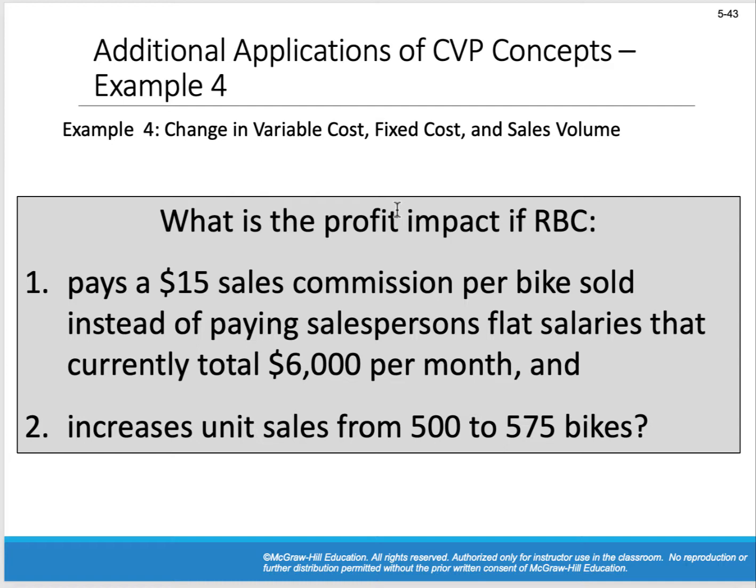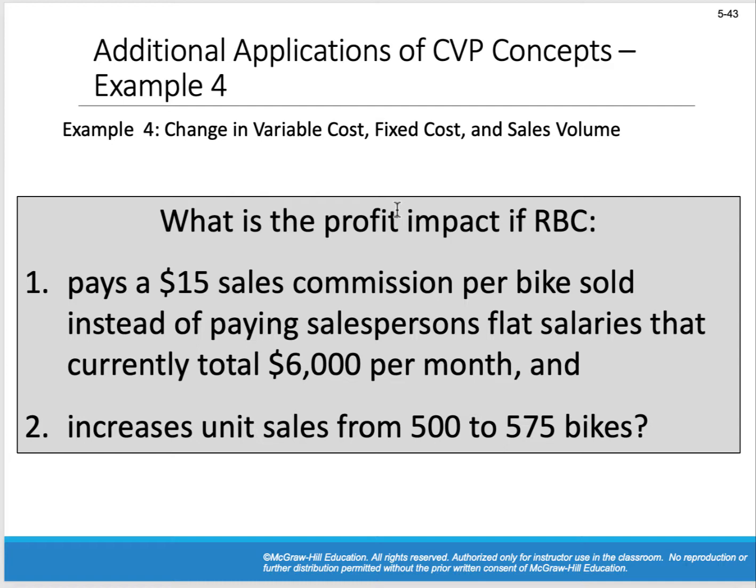What are we doing? Well, we're going to pay $15 sales commission per bike sold instead of paying the salesperson the flat salary that currently totals $6,000 per month. By incentivizing our sales staff, taking away their security of $6,000 fixed salaries per month, we're now going to pay them commission. By doing this, we think that's going to motivate the sales staff, and that's going to have an impact on our sales volume. That means that we're going to increase our unit sales from 500 bikes to 575 bikes.